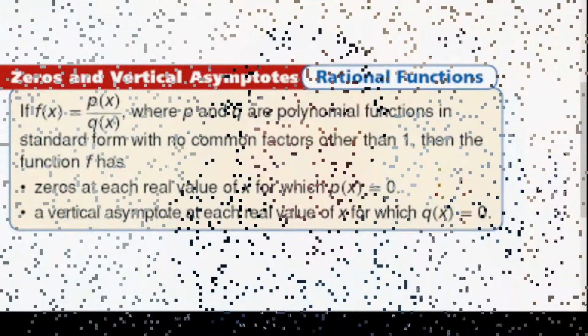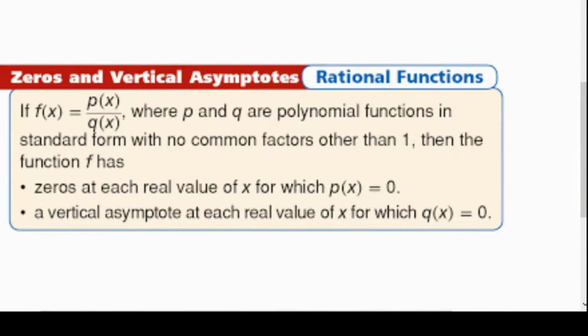All right, part 2 of graphing rational functions. This time we are adding finding zeros to our objectives. Let's get started. Okay, so let's take a deeper dive into what this little information box is telling us.